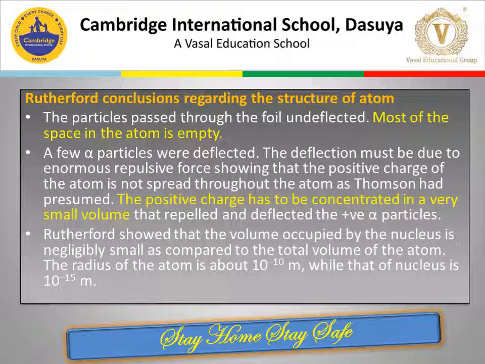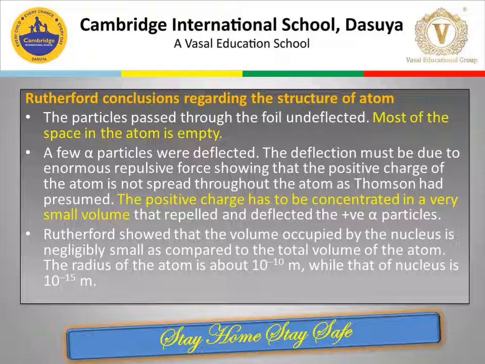Since it did not experience any kind of repulsion, that means most of the space inside the atom was unused, or it was all empty, without any kind of mass. A few particles were deflected, and these alpha particles are quite heavy particles. They are helium ions, doubly charged, and they are quite heavy.